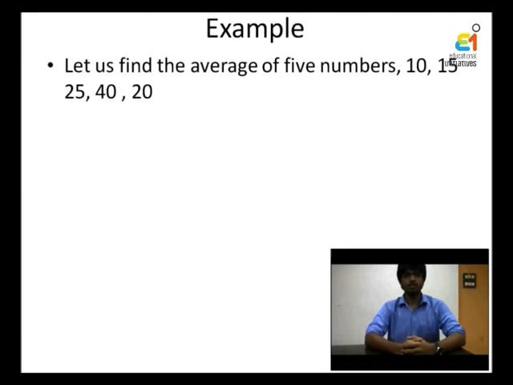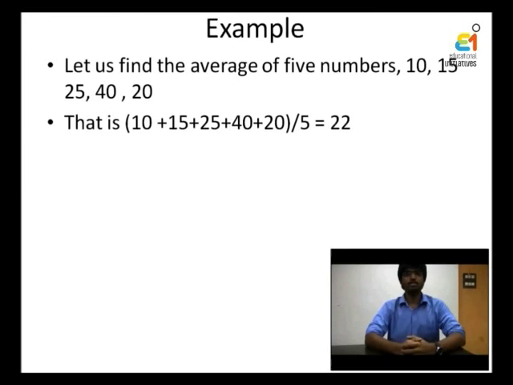Let us find the average of 5 numbers. The numbers are 10, 15, 25, 40 and 20. That is 10 plus 15 plus 25 plus 40 plus 20 whole divided by 5 is equal to 22. Thus, we can observe that 10 is less than 22 is less than 40. This shows average always lies between the extreme values that are 10, 40.